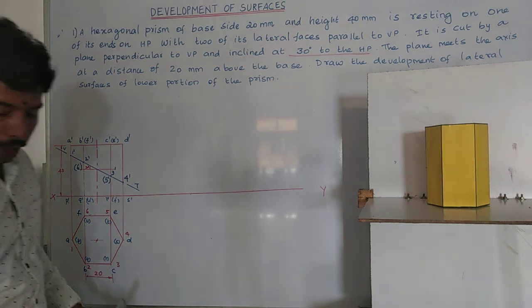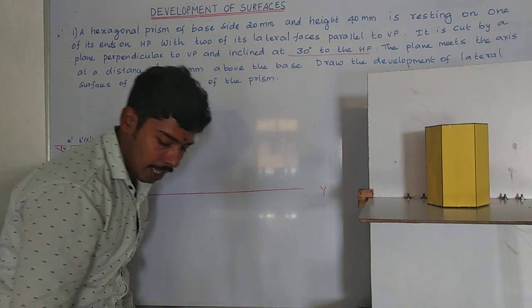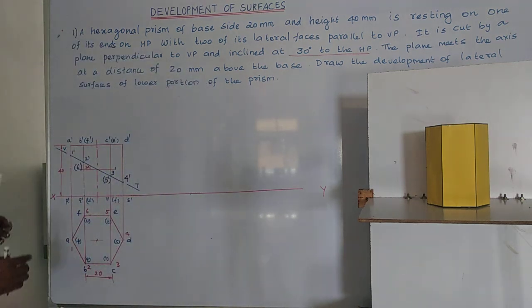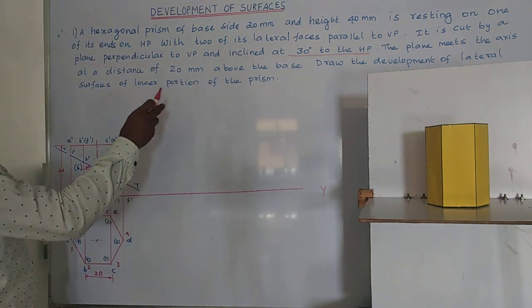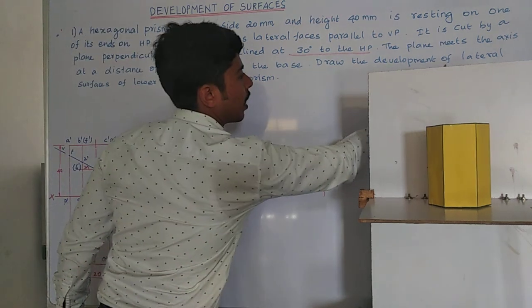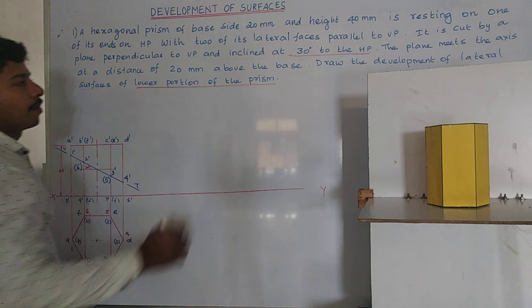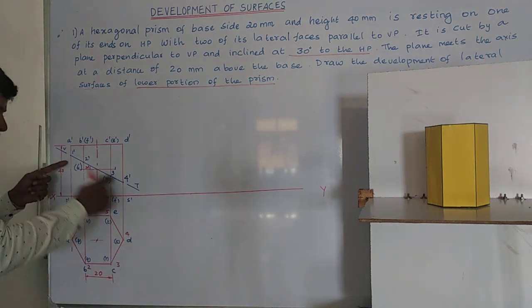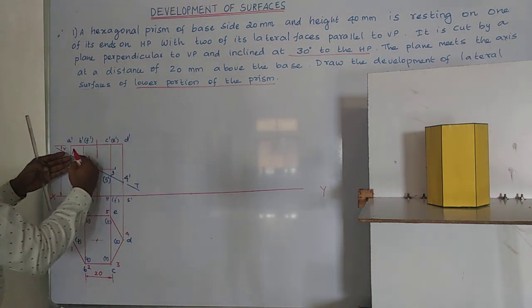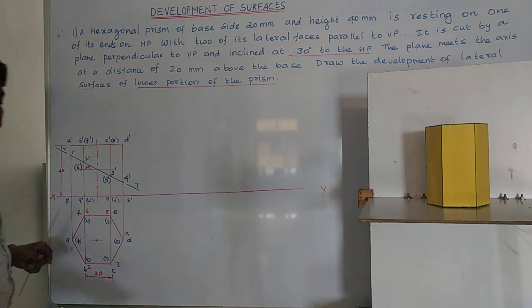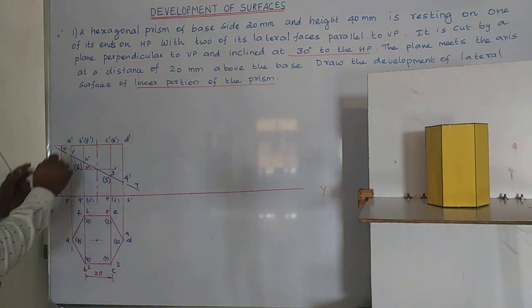Then how to do the development? Then what we are asked is, draw the development of the lateral surface of the lower portion of the prism. Lower portion means where sectioning happens. So this is the upper portion, this is the lower portion. So they are asking us to develop only the lower portion.